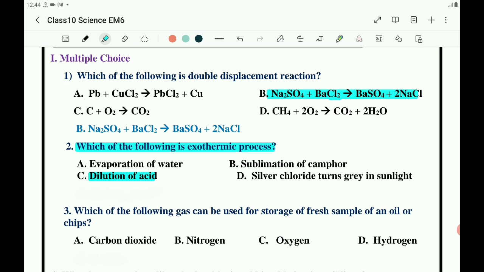adding the acid to the water. Here water content is more. In this process heat will be evolved. So this dilution of acid becomes the exothermic process. This is the exothermic process in which the heat is evolved. Therefore the option C is the answer. What is the answer? Option C is the answer. Dilution of acid is the example of exothermic process.